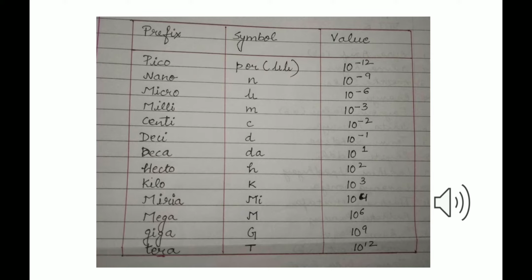It may be that the prefixes are not written in full, only the symbols are given. So you have to recognize them by symbols also. This table is important. You have to learn this with the values. It is necessary for you to convert from one form to another. So we go to the next slide.